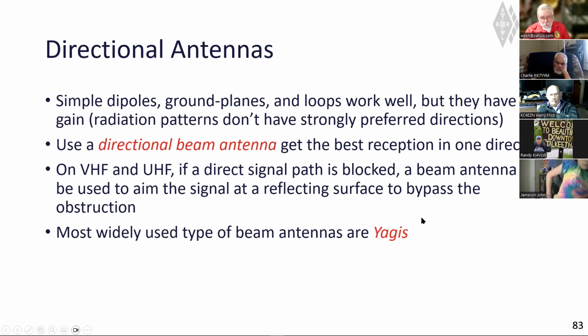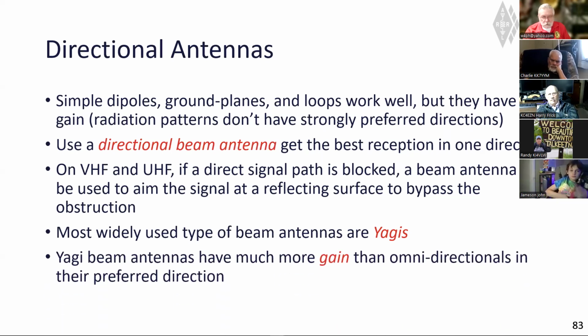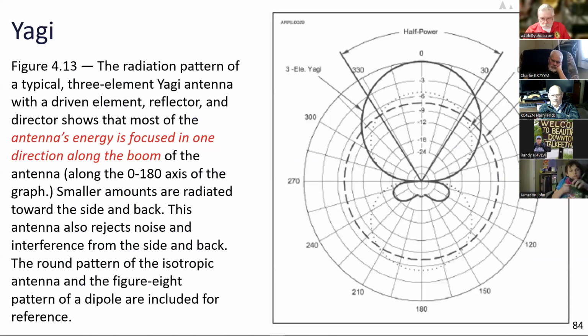The most widely used type of beam antennas are Yagis. They're sometimes called Yagi-Udas, named after the Japanese man that invented them in the 1920s. Yagi beam antennas have much more gain than omnidirectionals in their preferred direction. The radiation pattern of a typical 3-element Yagi antenna with a driven element, reflector, and director shows that most of the antenna's energy is focused in one direction.